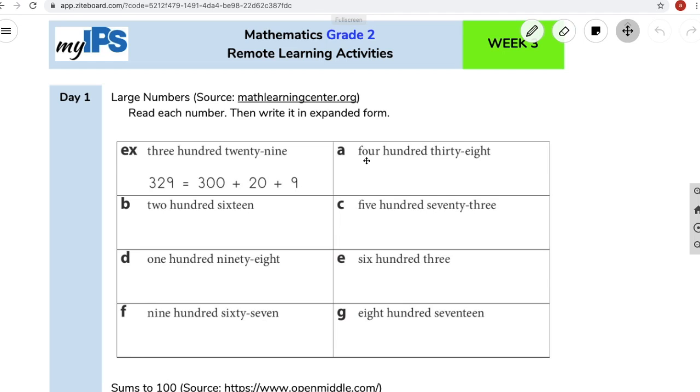So remember, when we are doing expanded form, sometimes it's written in word form, and when it's in word form, that means literally words. And so this is written, I cannot talk today. This is written in word form, and we have to write it in expanded form. So they had it in word form, then they wrote it in standard form, then they wrote it in expanded form. So we're going to go ahead and copy what they do.